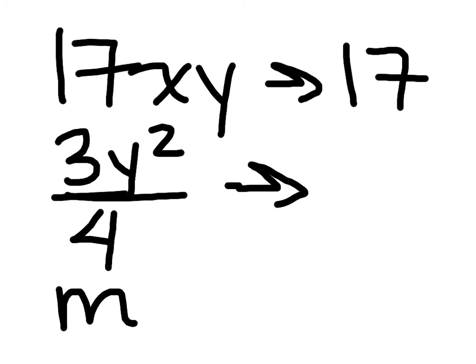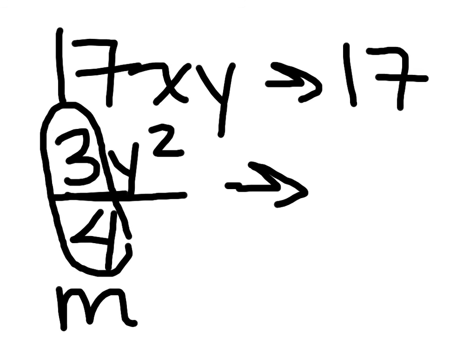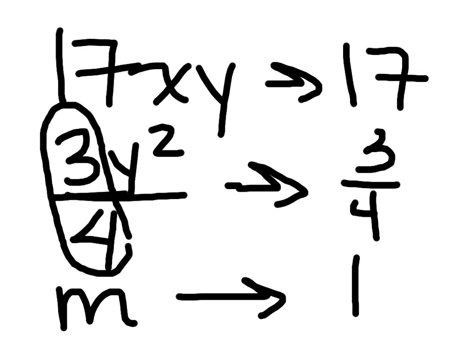Okay. 3y squared over 4. Notice that you take that 3/4. That's the coefficient. And when a variable is just by itself, it always has a 1 sitting next to it. That's its coefficient. And the coefficient just means how many of those do you have. In the 17xy, we have 17 of them. In the 3/4 y squared, we just have 3/4 of a y squared. In the m, we just have 1 m. Okay? All right.